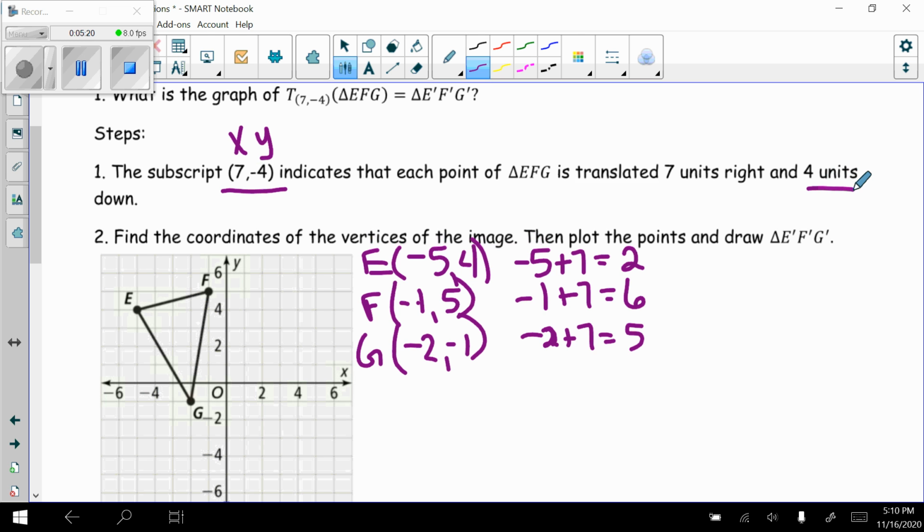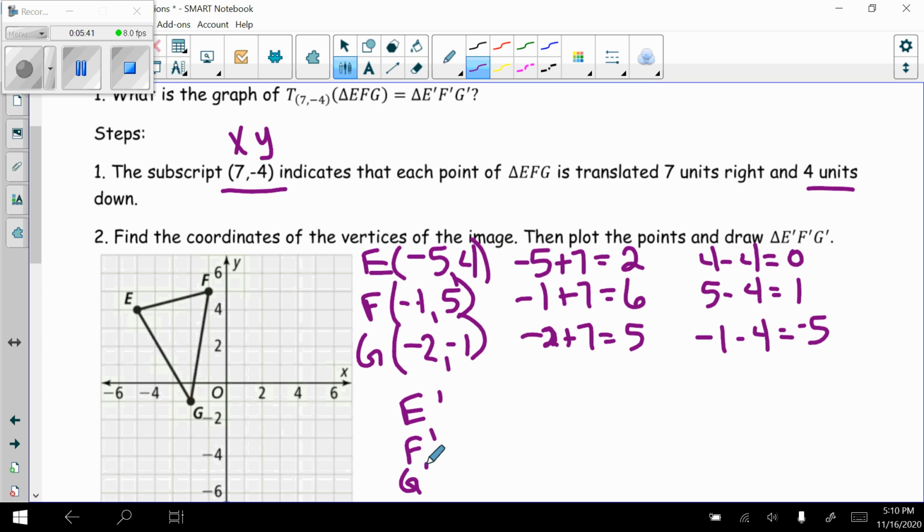So the y value of E was 4. So 4 minus 4 puts me at 0. F, I started out at 5. 5 minus 4 is 1. G, -1 minus 4 puts me at -5. So now I can write E prime, F prime, and G prime. I can write those coordinates because these are my x's, these are my y's.